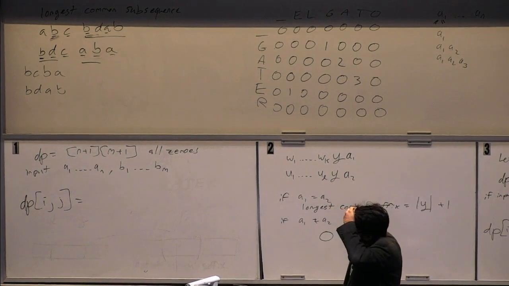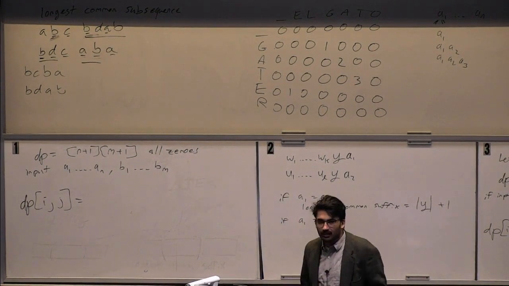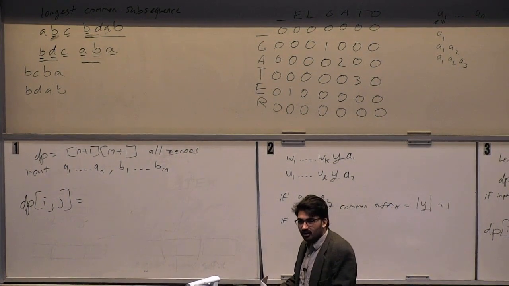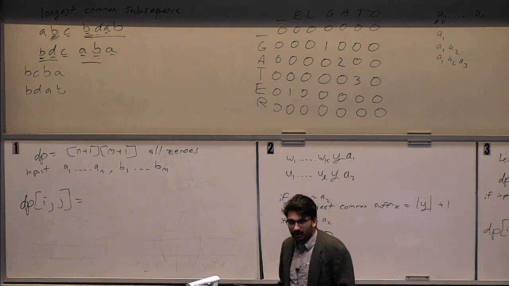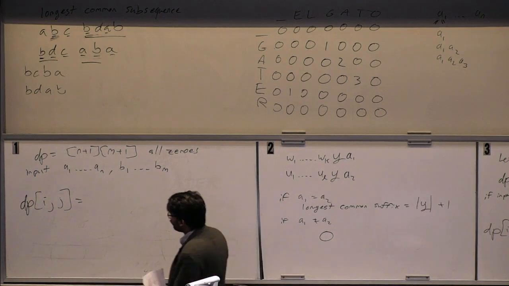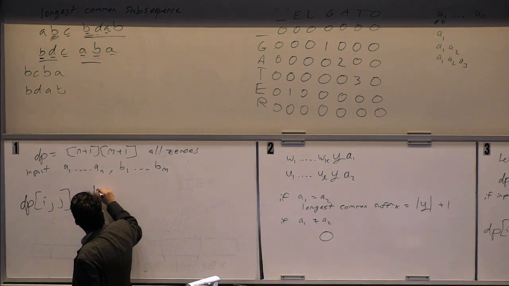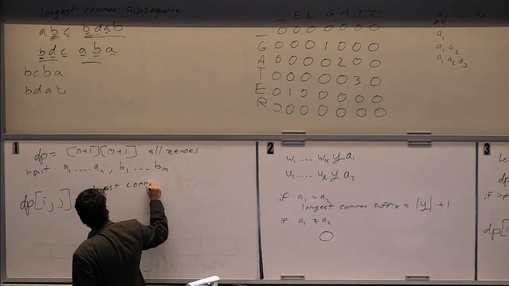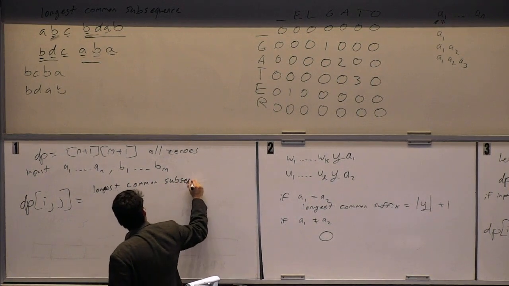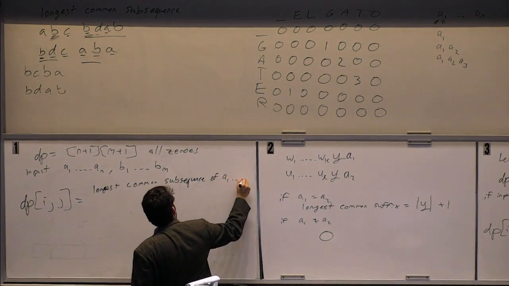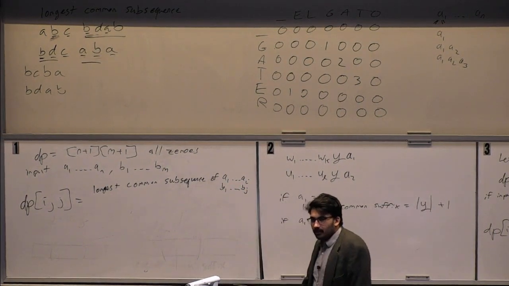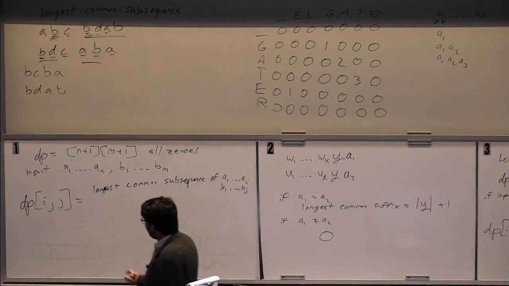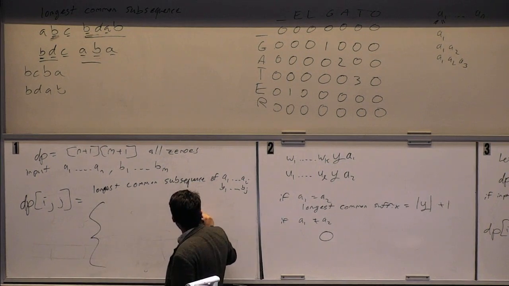Again, consider that we're considering prefixes, but we're not going to take the max of the table, though we're still iterating over the table. We want DP of IJ to equal the longest common subsequence of A1 to AI, B1 to BJ, right? So consider that you add some character. Let's say AI is equal to BJ. What do we know about DP of IJ?